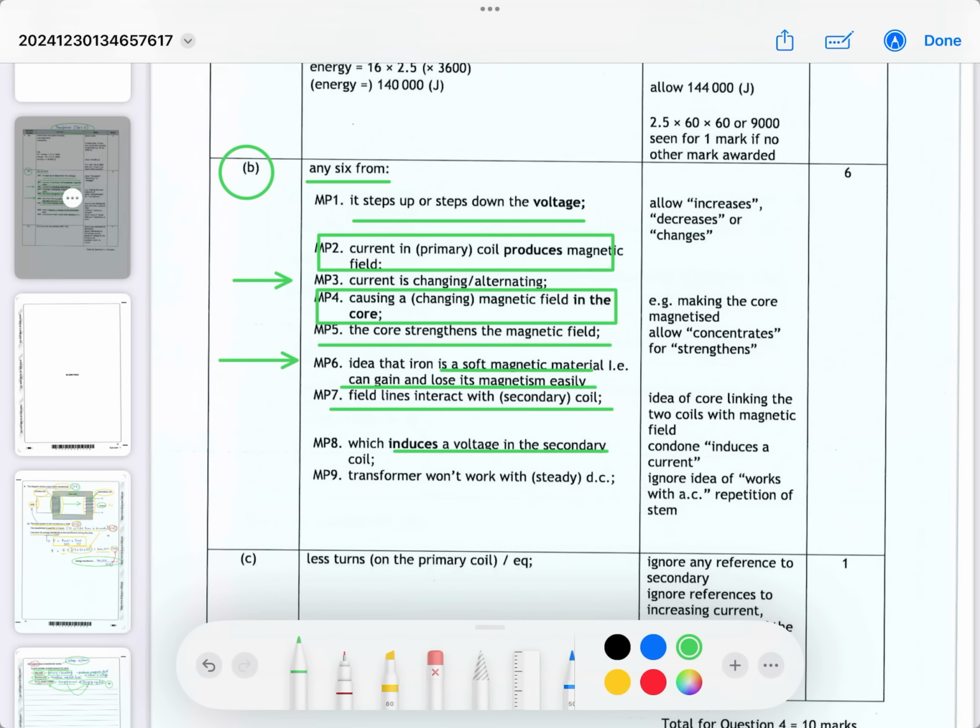Now, transformers don't work with steady currents. It's the fact that the current is going up and down, alternating, that produces an alternating magnetic field, which then induces the EMF in the secondary coil. Okay? So I hope that makes sense. Now, you should have written your answers out and then checked how many of these 9 points you got. They're giving you 9 ways to get these 6 marks.